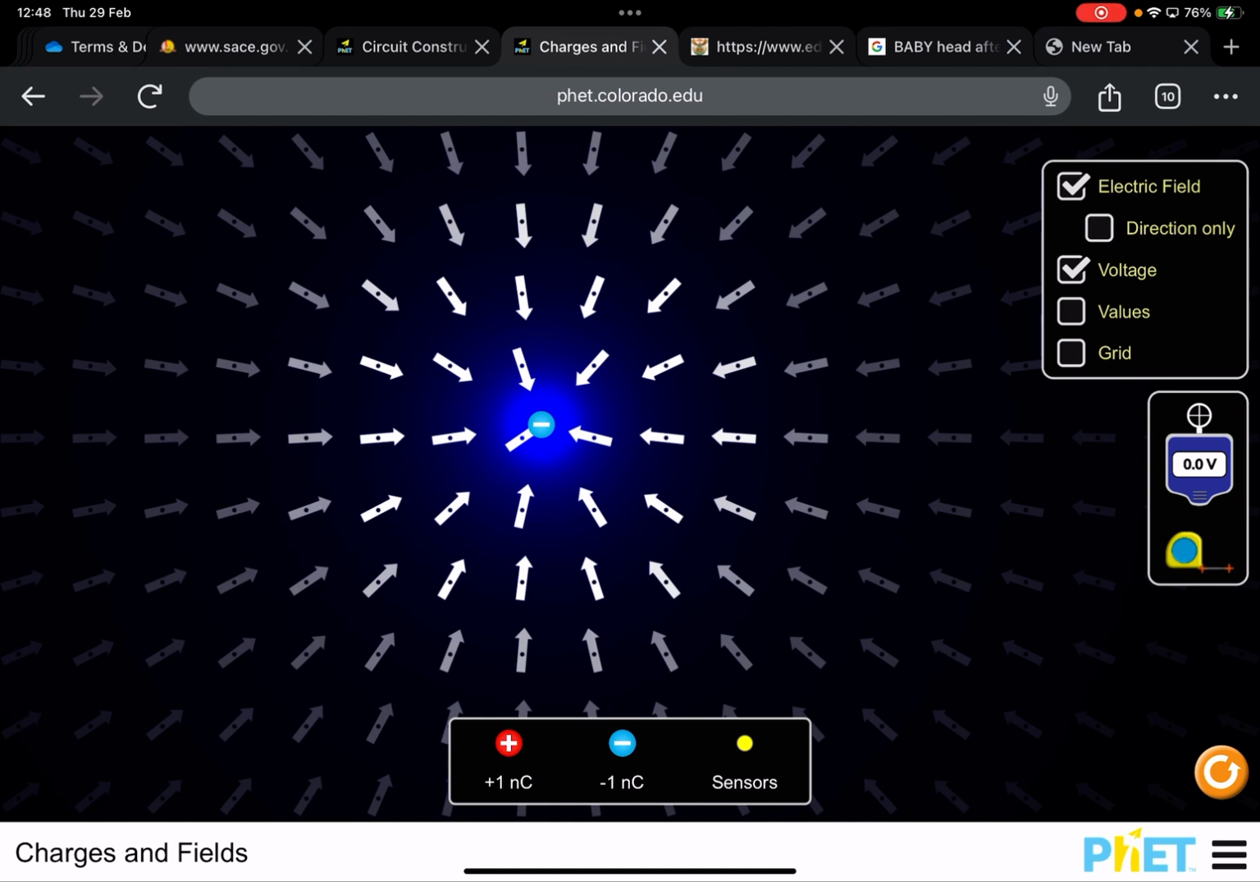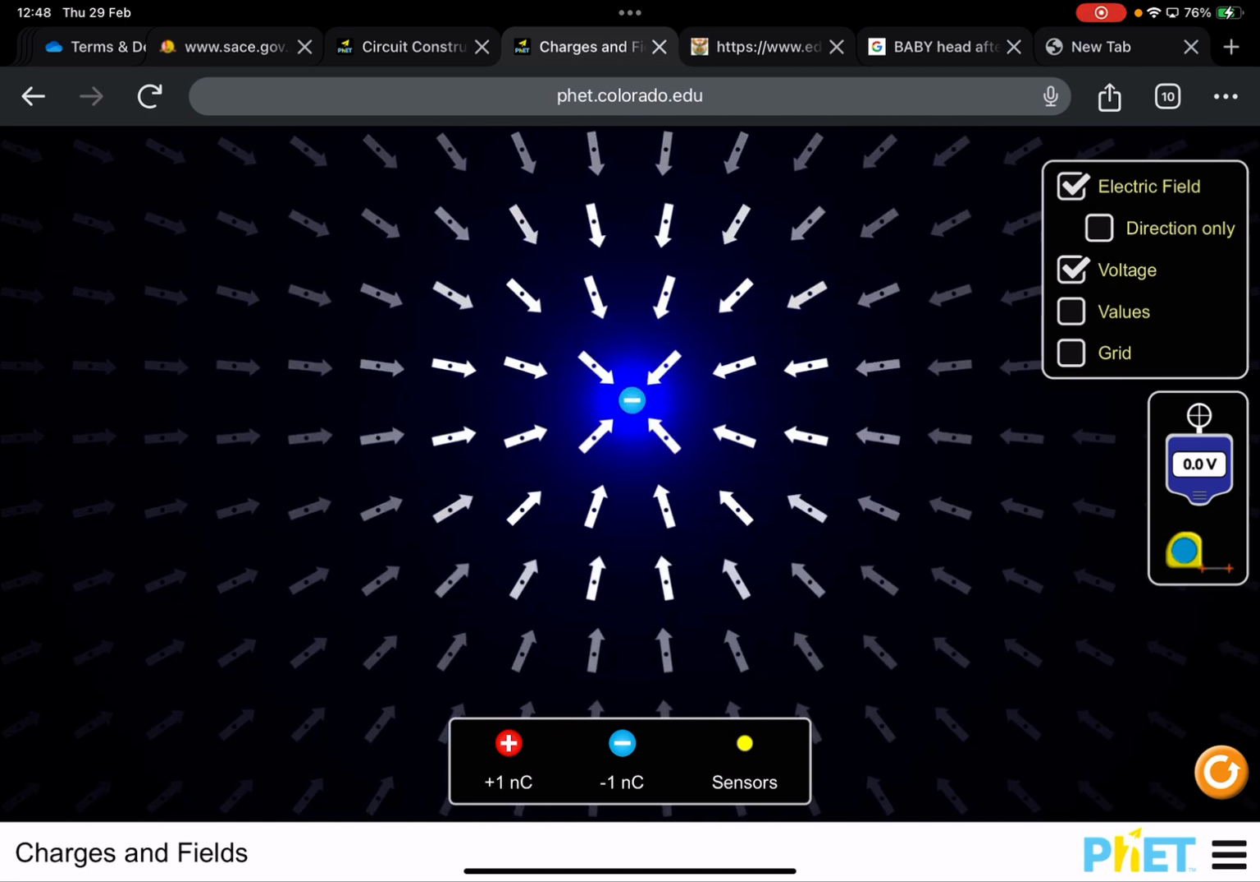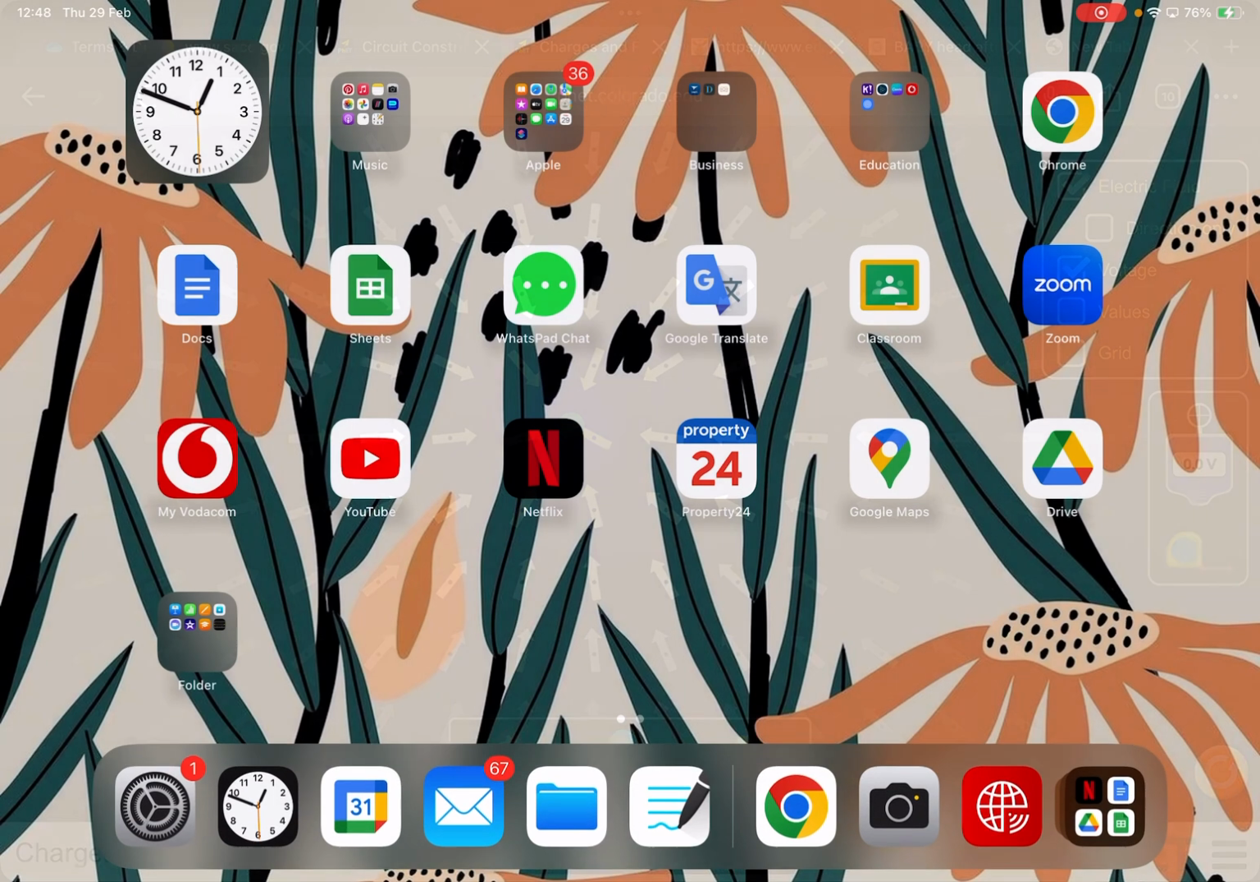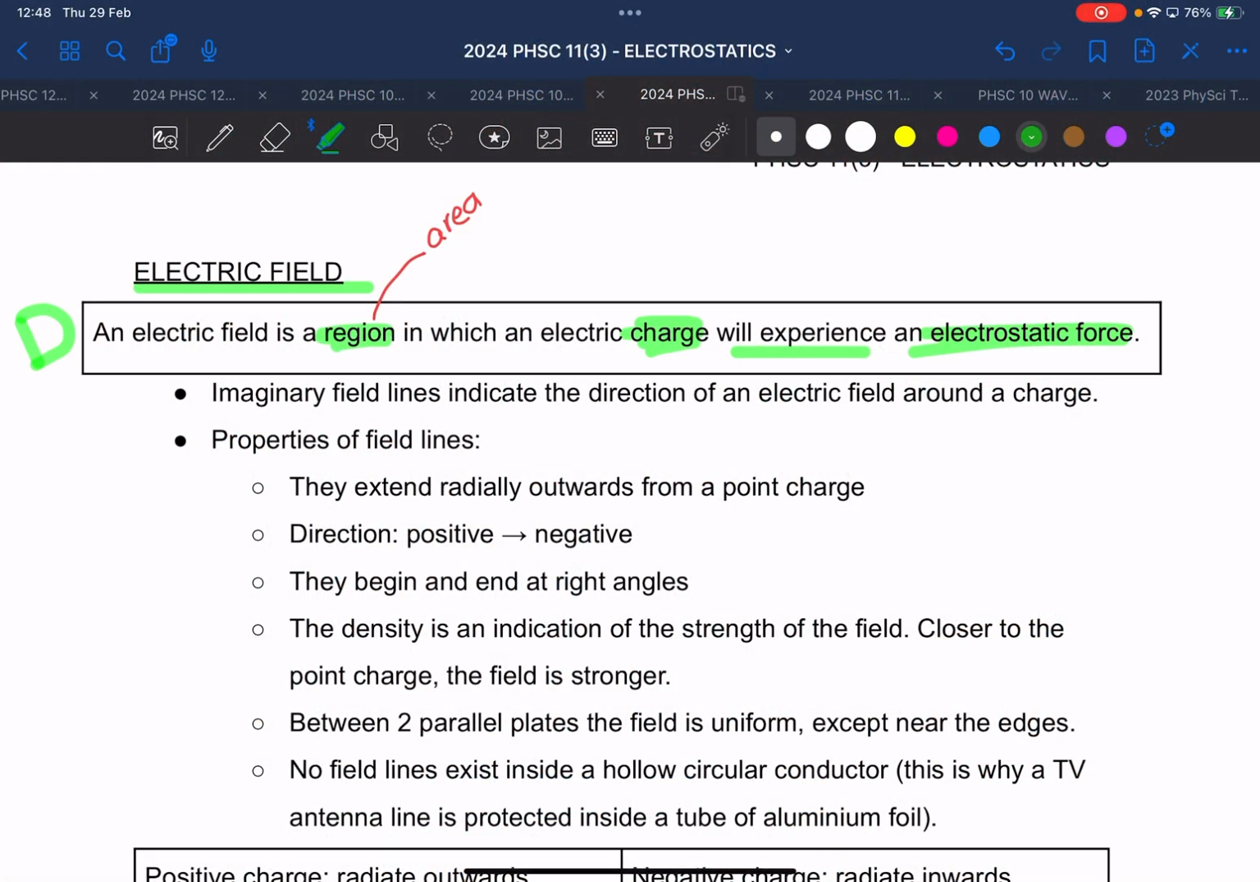Because we are not going to shade in a test or exam. This is very bright, this is very dark. How do we show it's strong? If the lines are close together, it is strong. If the lines are far apart, it is weak. Okay, so what is an electric field? It's the region, the area, where a charge will experience a force. Now it says there, they are imaginary field lines, so they are just made up.